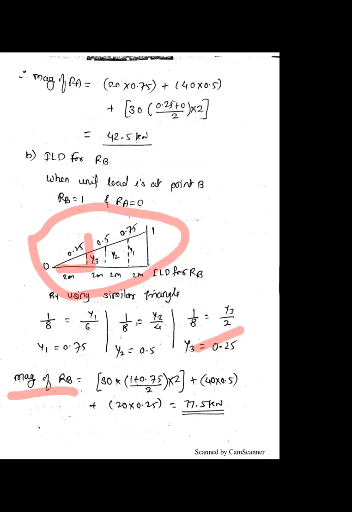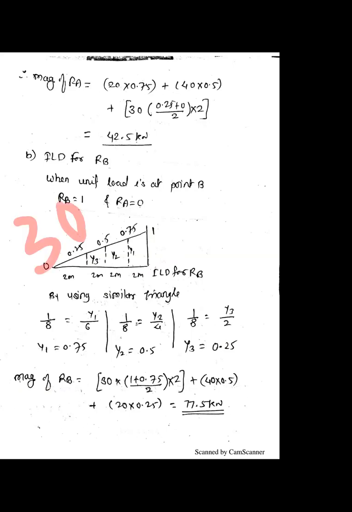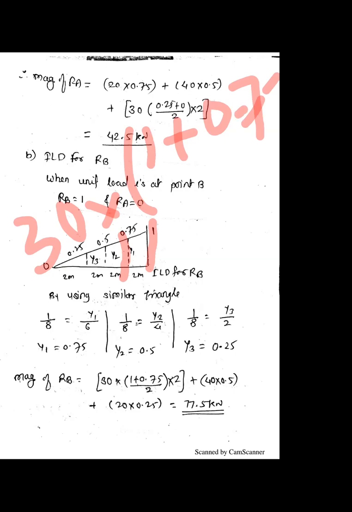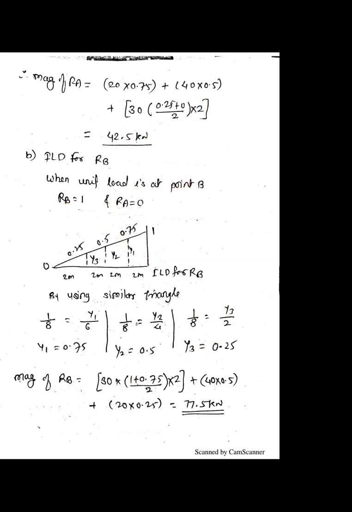After drawing the ILD, go to the magnitude, the value of reaction, value of RB. Okay, so again starting from this point. If we solve from point B, then the first load is UDL. So again intensity of UDL 30, into the average of 2 points, starting and end of UDL. So starting here is 1 and end is 0.75. So 1 plus 0.75 divided by 2 and the whole multiplied by the length of UDL. Length is 2. Okay, see here: 30, 1 plus 0.75 divided by 2 into length of UDL, plus the second term, this one is 40. 40 into 0.5, this one is 0.5, and last 20 into this 0.25, then we get 77.5.